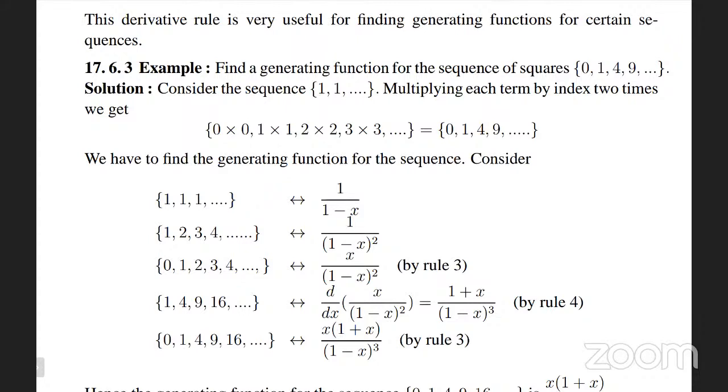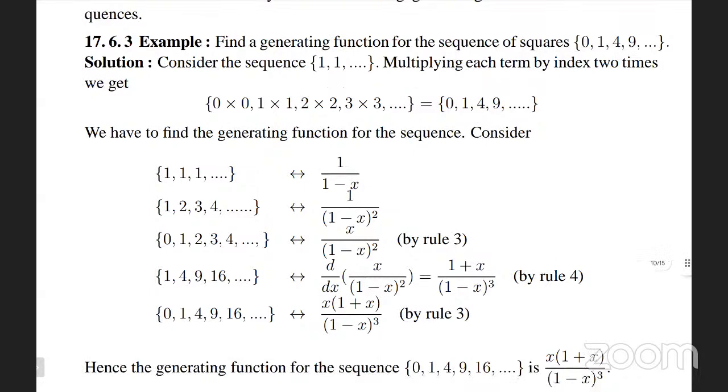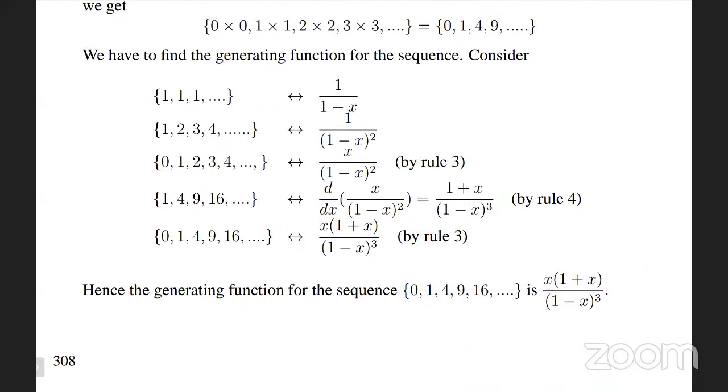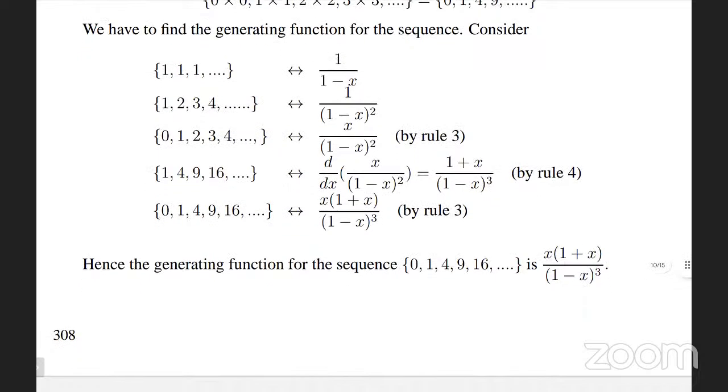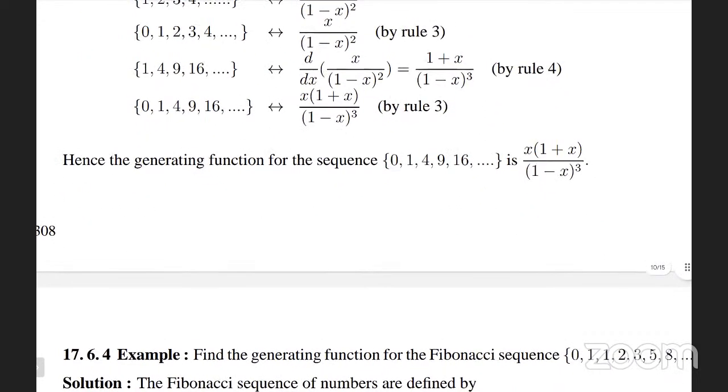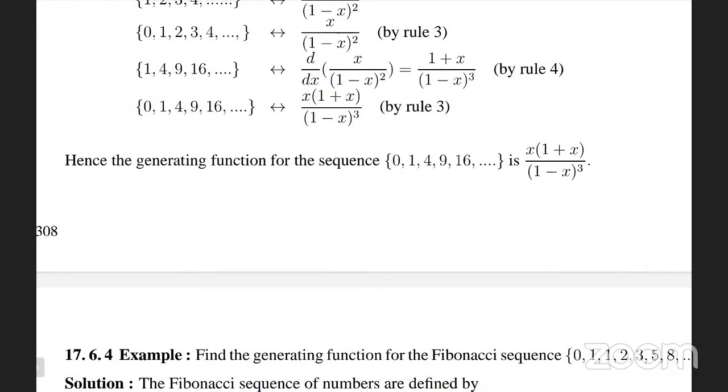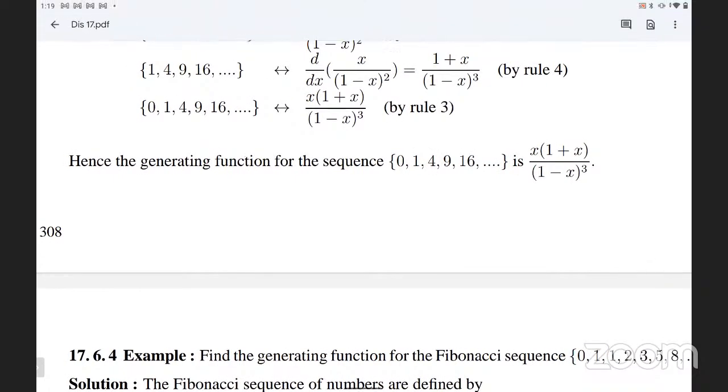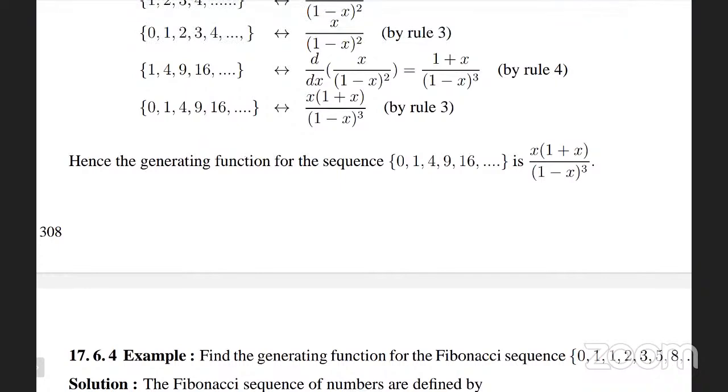For finding the generating functions of the sequences: all ones, if I take, it is 1 by 1 minus x. 1, 2, 3, 4, if I take 1 by 1 minus x whole square. Then 0, 1, 2, 3, 4, if I take x by 1 minus x whole square. 1, 4, 9, 16, if I take d by dx of x by 1 minus x whole square. 0, 1, 4, 9, 16, if I take x into 1 plus x by 1 minus x whole cube. The generating function for the sequence 0, 1, 4, 9, 16 I can write as x into 1 plus x by 1 minus x whole cube.